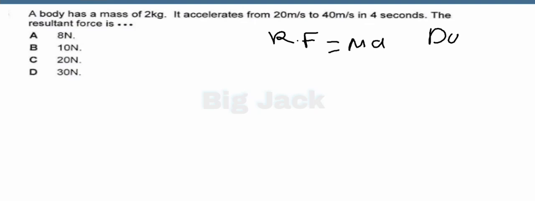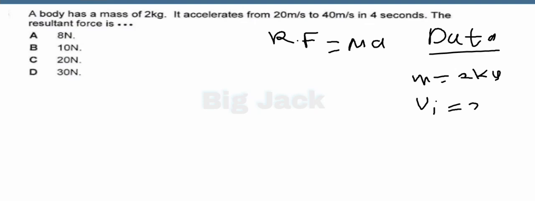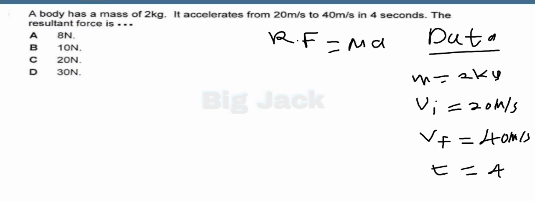Now according to the data that we have here, we have the mass, which is 2 kgs. Apart from the mass, we also have the initial velocity, which is 20 meters per second. Then we also have the final velocity, which is 40 meters per second. The last one is the time, which is 4 seconds. Now, this question is asking us to calculate the resultant force. When you're calculating the resultant force, the first thing you need is the mass, and we already have the mass.